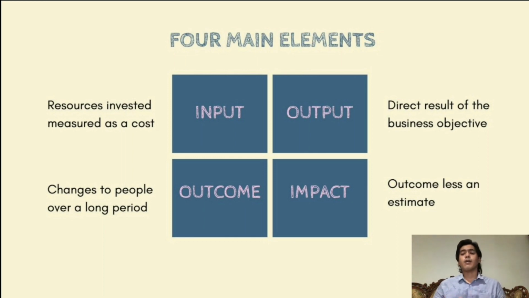The third one is outcome. Outcome is the changes to people over a long period, which are the intermediate effects on the target population that are necessary to achieve the desired impact goals. And the last one is impact. Impacts are the ultimate goals of a social purpose organization.